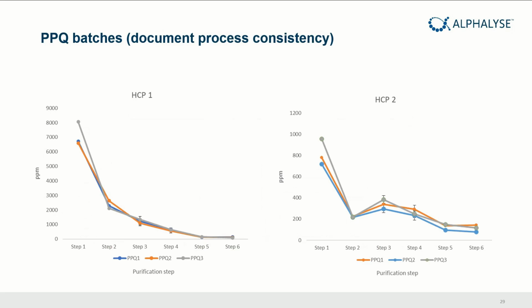An example from PPQ runs. So for a BLA filing, the client ran 3 different PPQ runs. Here we look at 2 individual HCPs, how they purify in the different steps. You can see the 3 runs are quite consistent, and you can also see the purification profile of the 2 HCPs are a little bit different, depending on the protein properties.